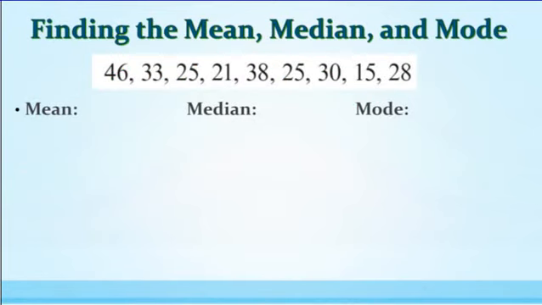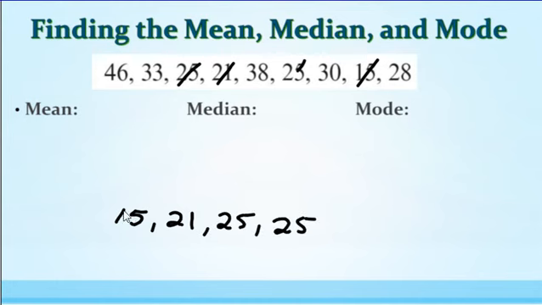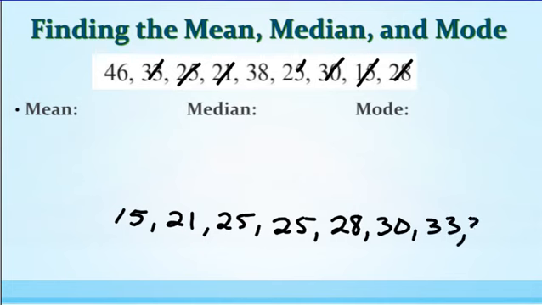Here we have a couple other data sets, so let's put these in order from smallest to largest. So the smallest one is 15, next one is 21, then we have 25, we have another 25, we have a 28, and we have a 30, we have a 33, 38, and a 46.